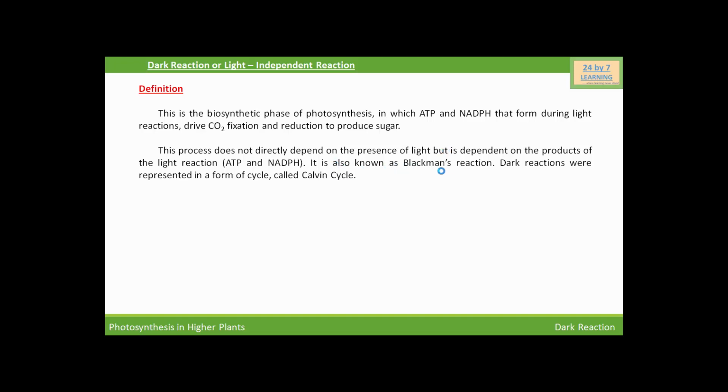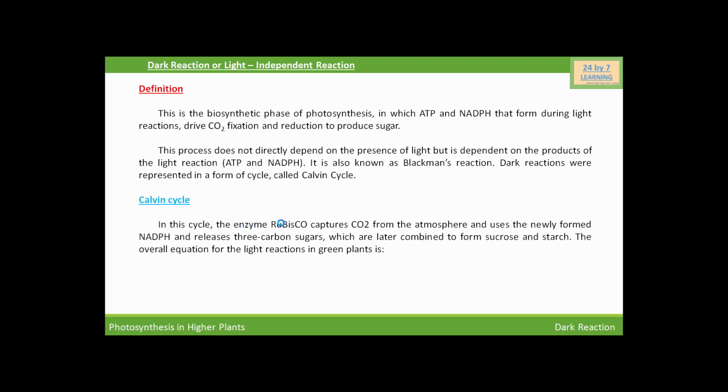Dark reaction is also known as Blackman's reaction. Dark reactions were represented in the form of a cycle called the Calvin cycle. Now we are going to explore the Calvin cycle. In this cycle, the enzyme Rubisco captures carbon dioxide from the atmosphere and uses the newly formed NADPH and releases 3-carbon sugar, which is later combined to form sugar and starch.